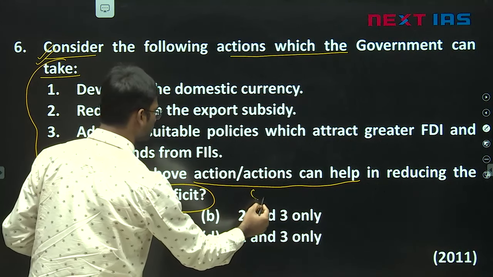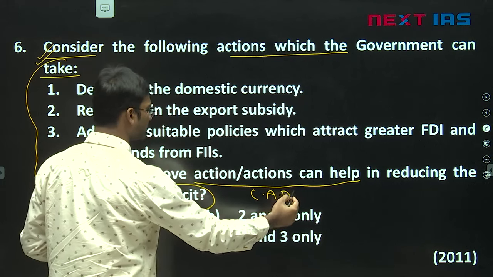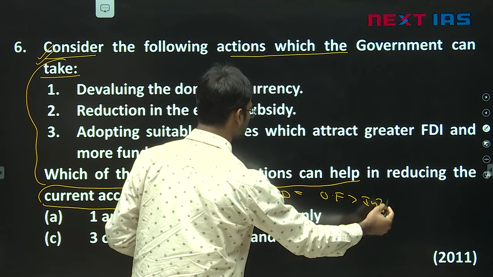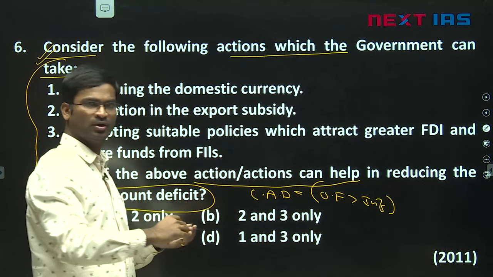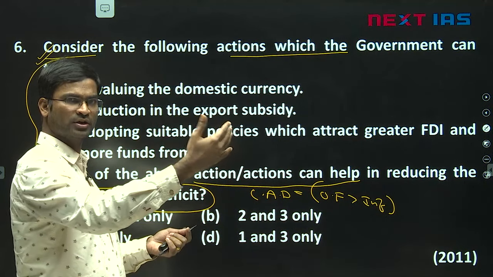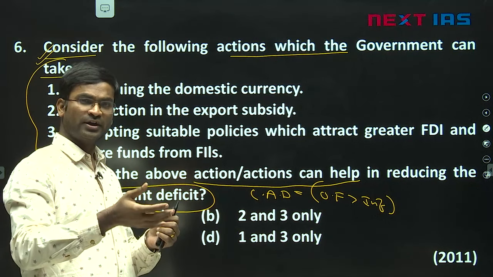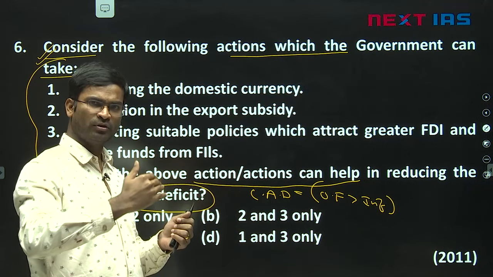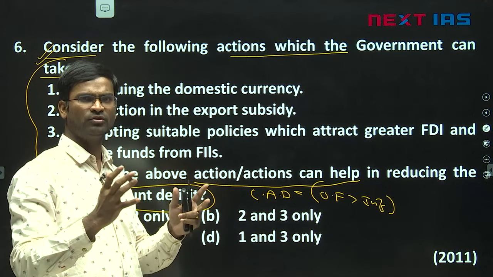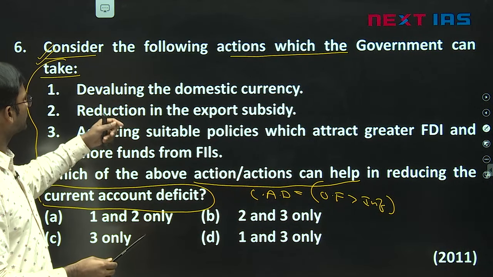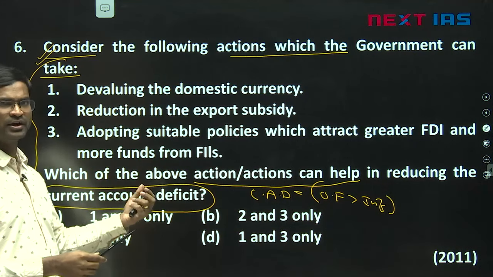As you know, current account deficit is when outflow of money is more than inflow. When outflow is more, meaning more money moving from India to abroad than coming in, then we have a current account deficit. Current account surplus is when inflow is more than outflow. Now they are asking us what can be done to reduce current account deficit.